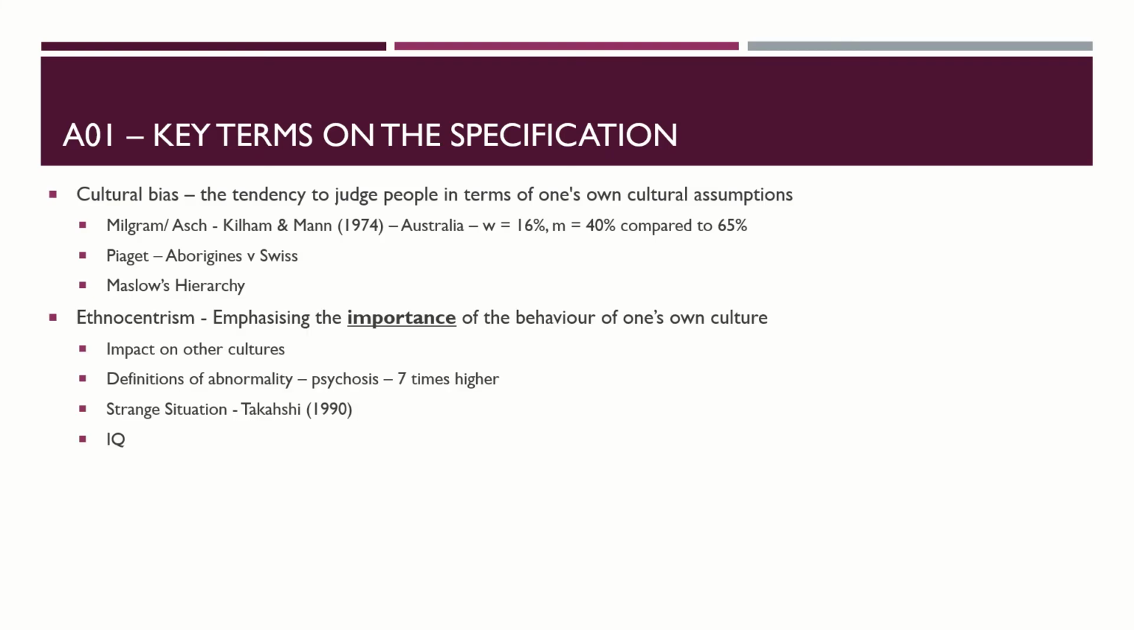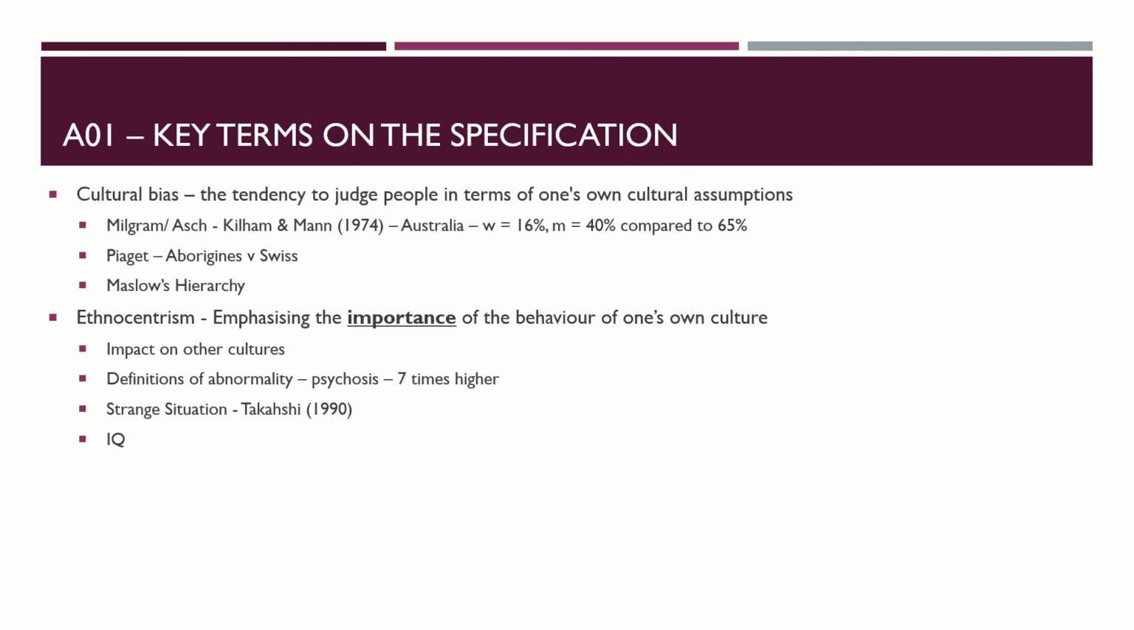Okay, there is a very specific type of cultural bias called ethnocentrism, and that's emphasising the importance of the behaviours of one's own culture. And this comes from cultural bias. So much like androcentrism comes from beta bias, ethnocentrism comes from cultural bias. So considering your own culture to be the most important.